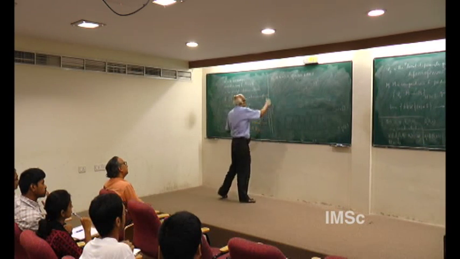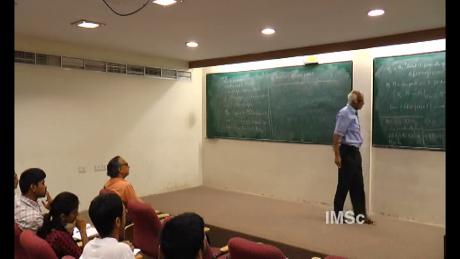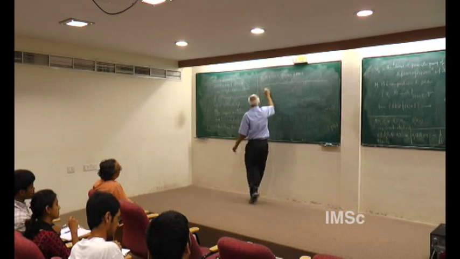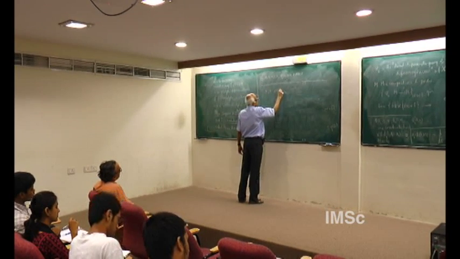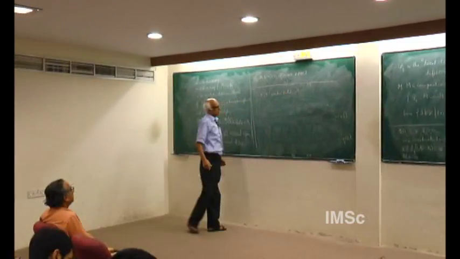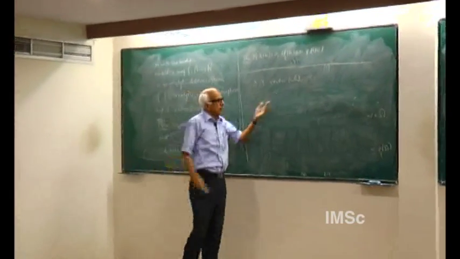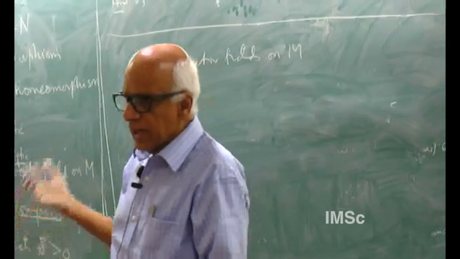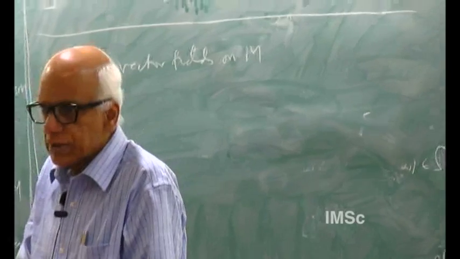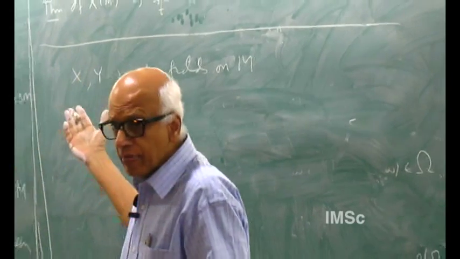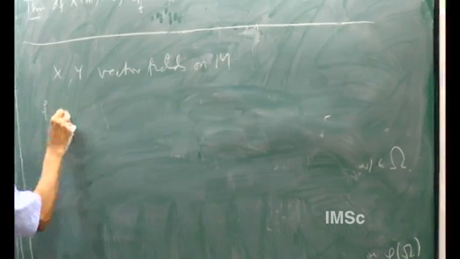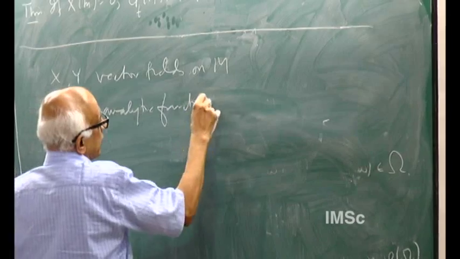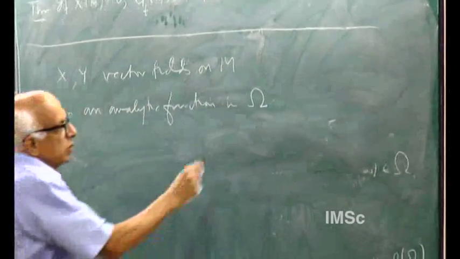Okay, so one interesting thing that happens about vector fields is the following. Suppose x and y are two vector fields. Then if I take any function on M, if I take a smooth function defined on some open set, I apply x, xf will result in a smooth function in that open set. Similarly yf. Now suppose f is an analytic function in omega, open in M.